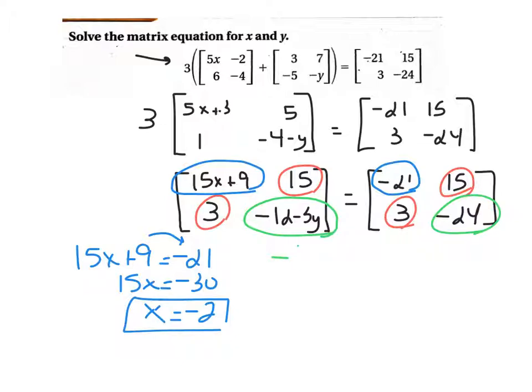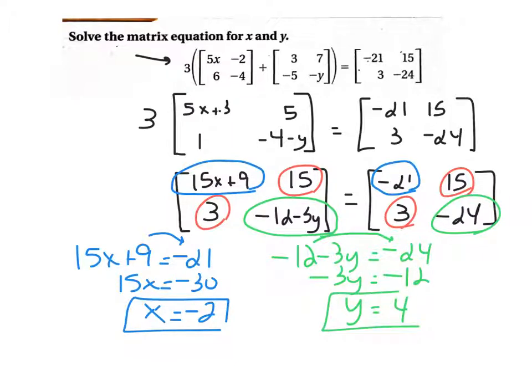So I'm going to set -12 minus 3y equals -24. They have to be equal. So I'm taking the 12 over. When I do that, that side becomes -12. Divide by -3, and you get 4. So there's your x, there's your y. All there is to it. That's probably the most work you'll do on one all day today.